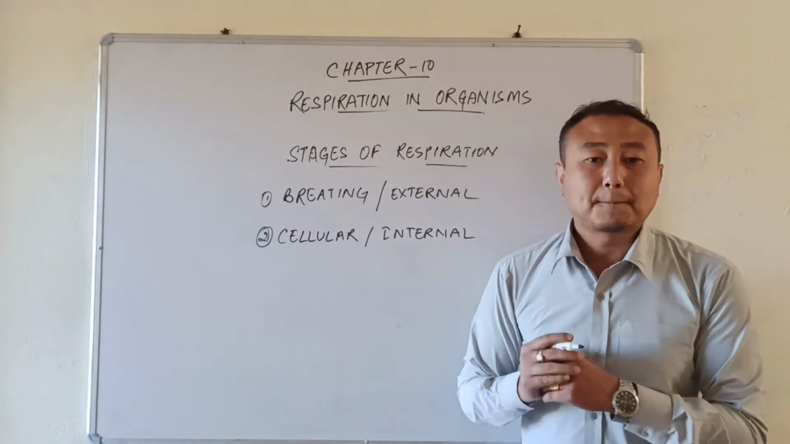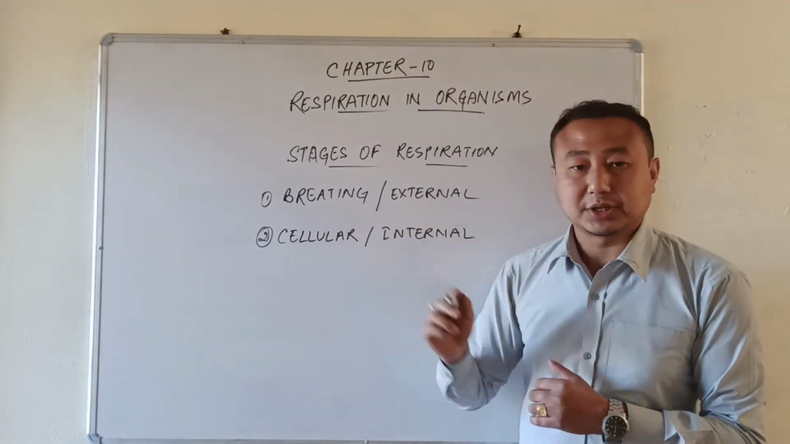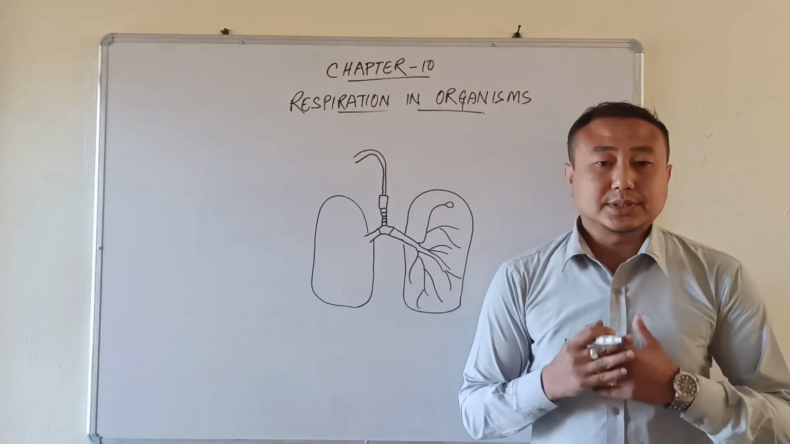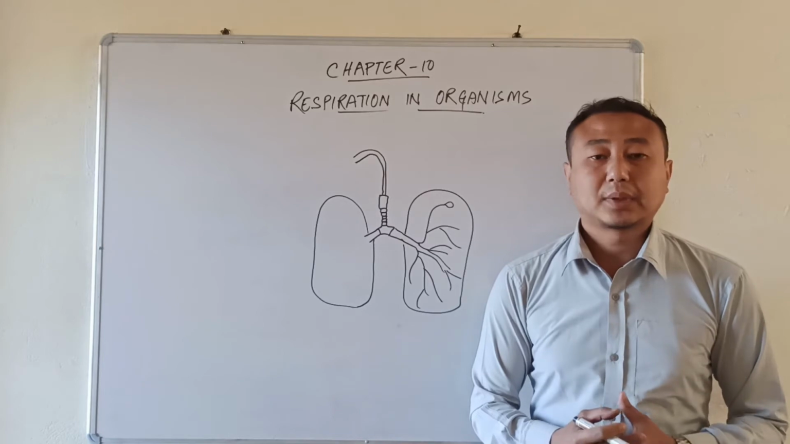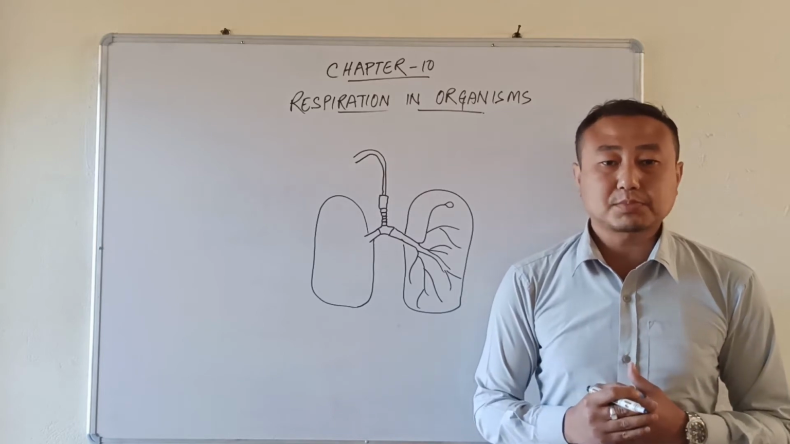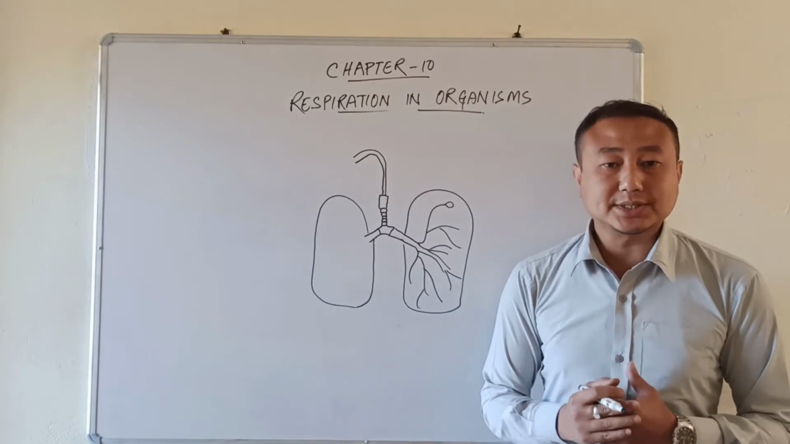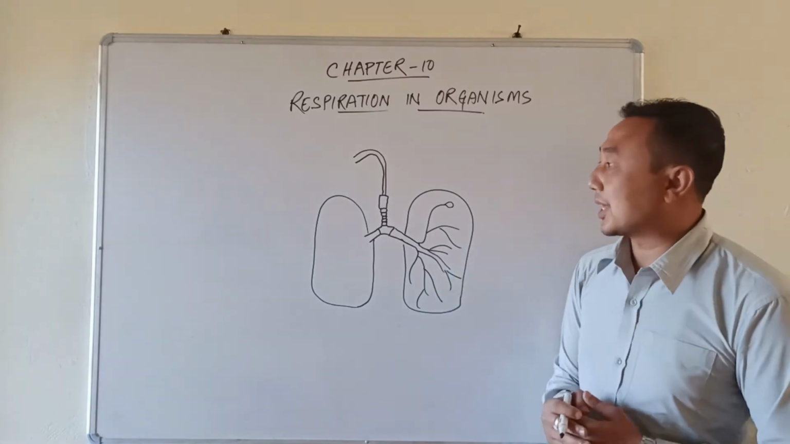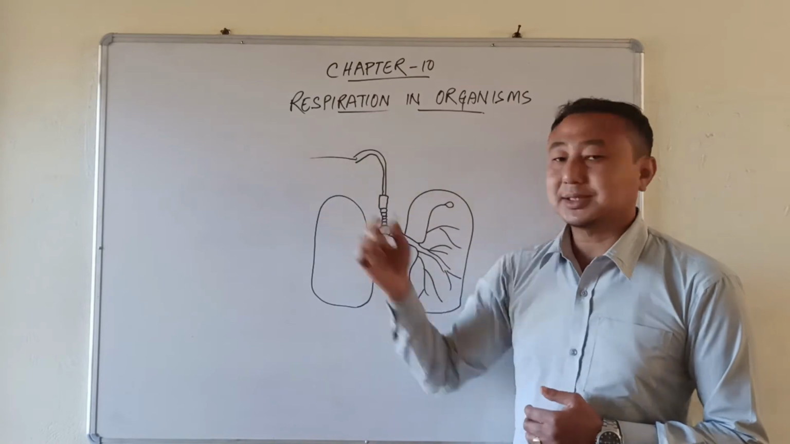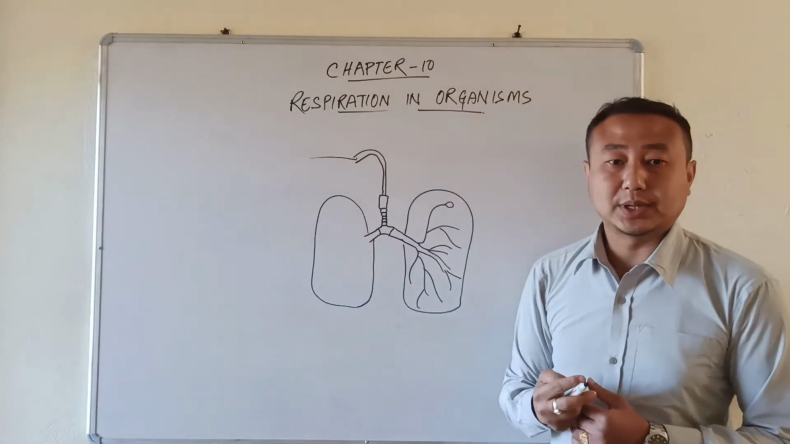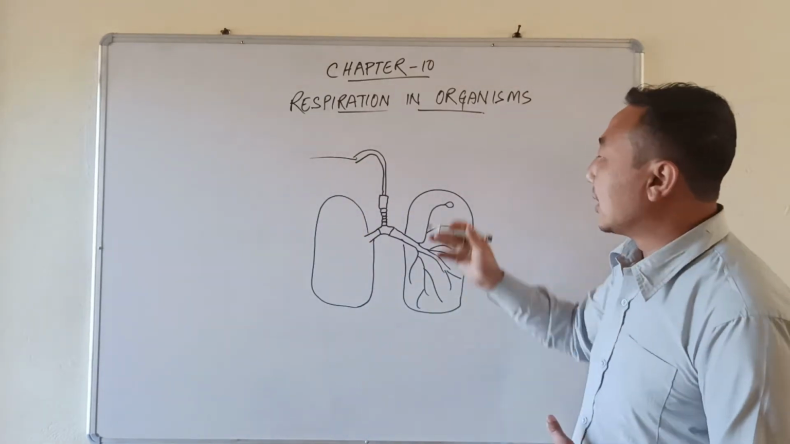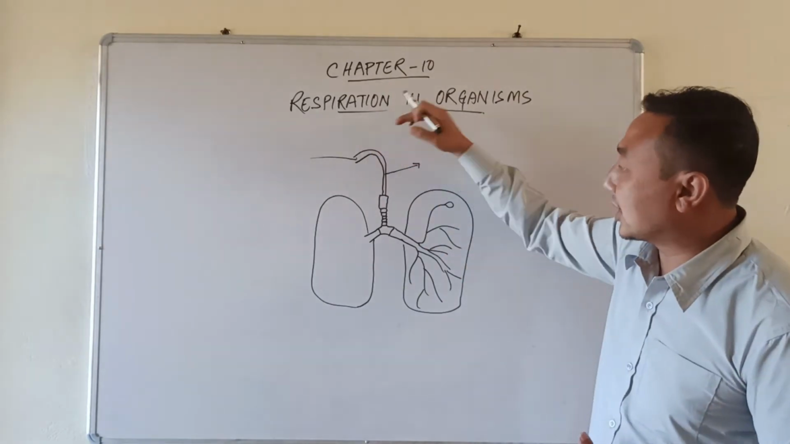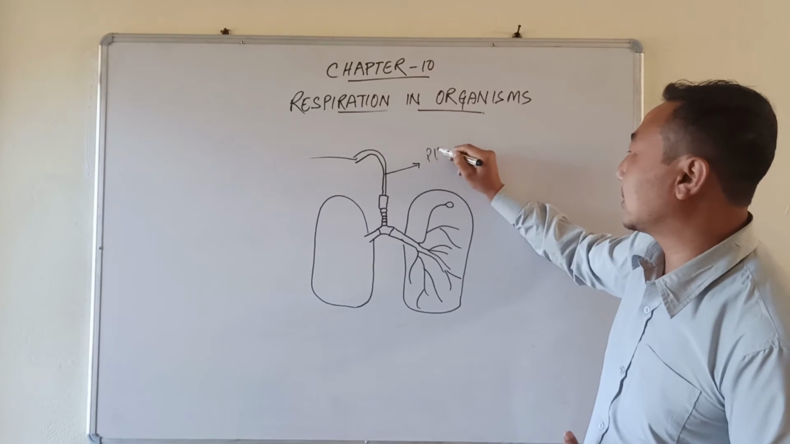Now let us see the process of breathing in detail. Let us see the process of breathing that takes place inside the body of a human being. The human being performs breathing with the help of its organ system known as the respiratory system. The respiratory system includes the nasal passages, that is the nose, nostrils, and the passages inside the nose. The second part, which connects with the nasal passages, is known as the pharynx.